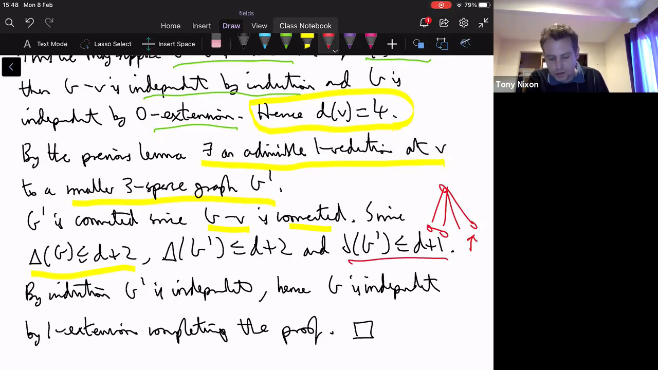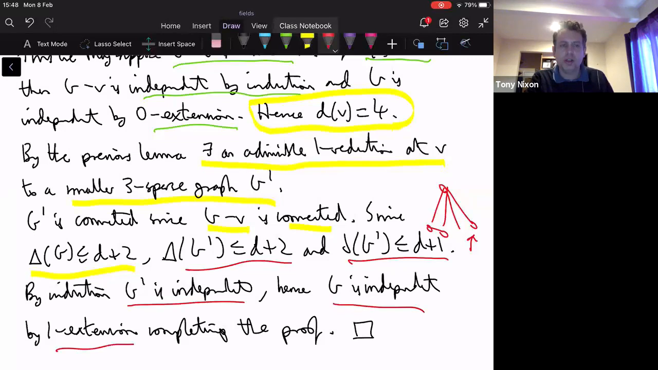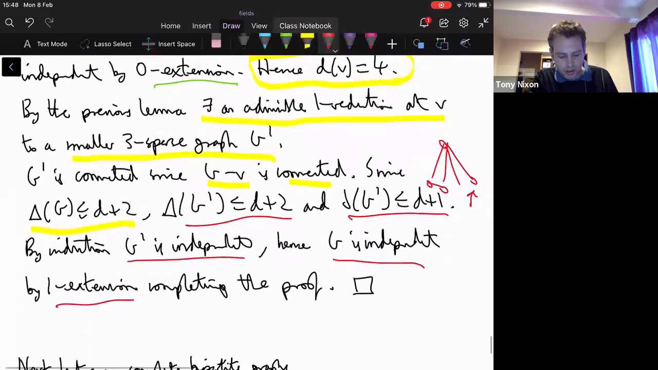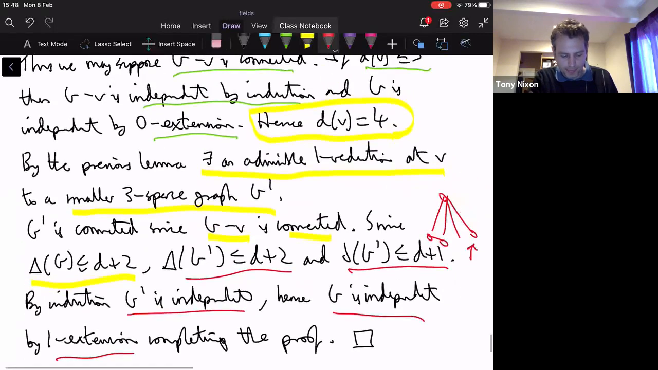So we do have minimum degree at most D plus 1. We clearly have maximum degree at most D plus 2. So again, by our induction hypothesis, G' is independent, and hence G is independent by our one extension preserves independence result. So that will complete the proof. Okay, I guess I went relatively fast through that, if anyone has any questions.